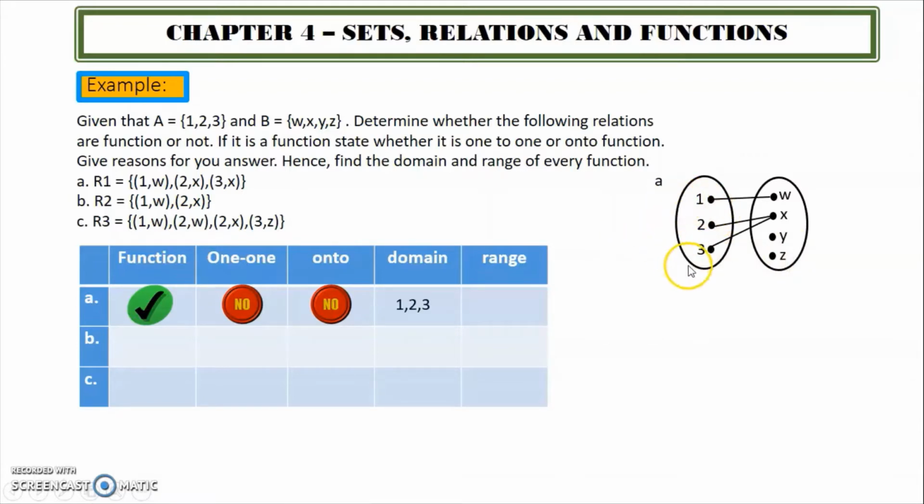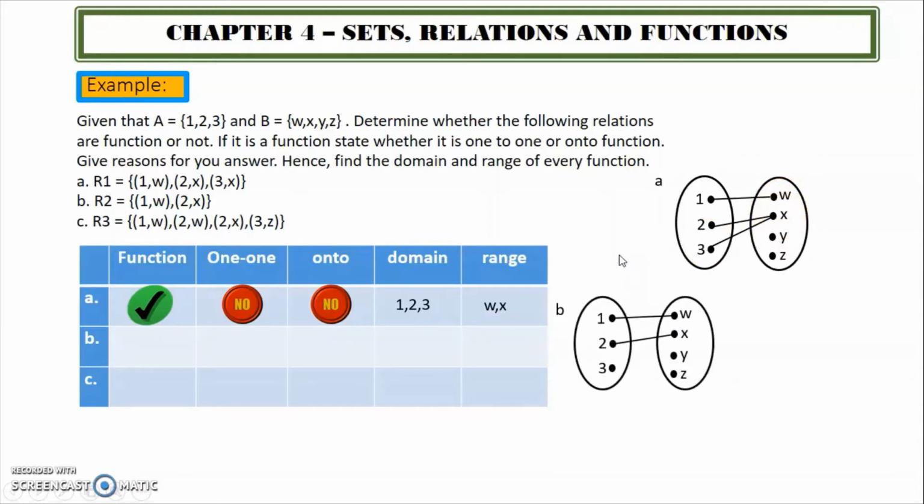Okay, domain dia yang sebelah kiri 1, 2, 3. Range dia kita hanya perlu ambil yang ada pairing sahaja. So jawapan dia adalah WX. Okay, B. So, kita lukis. So, akan dapat macam ni. Okay, lepas tu kita kena check. So, dia function or not function.